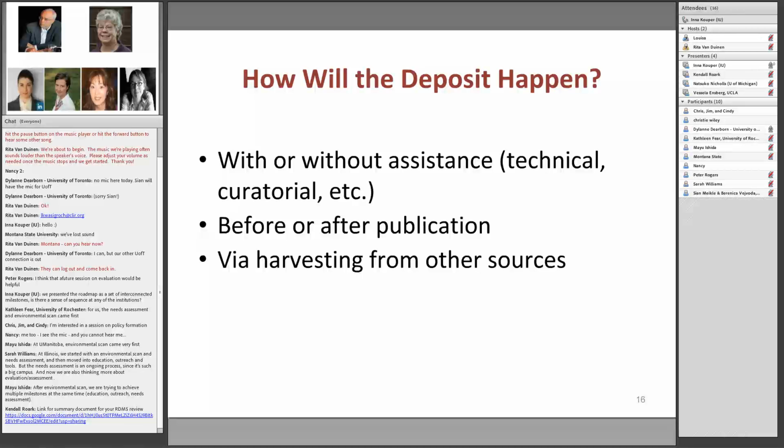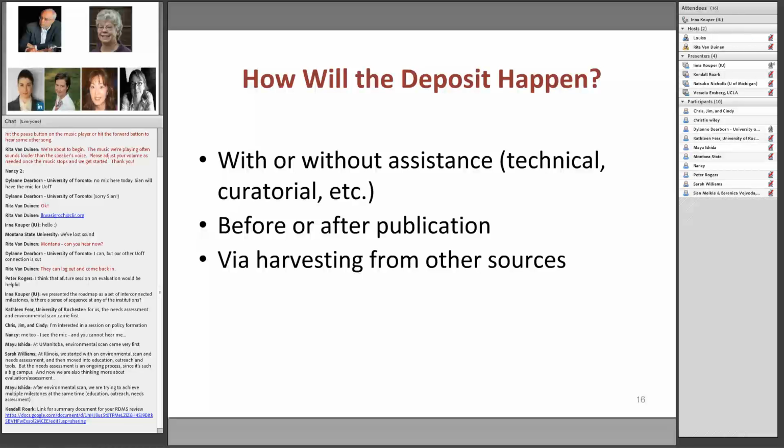So, how the deposit happens, and there are different factors to consider here as well. One of them is whether the deposit happens with or without assistance, and there are different types of assistance that library professionals can provide to their users. For example, there might be a need for technical assistance, right? If people don't know how to actually upload materials, that's one type of assistance. And as the software that supports institutional repositories gets more and more user-friendly, the assistance may be minimized. But still, it's always important to keep in mind that this is something that inevitably will be happening.